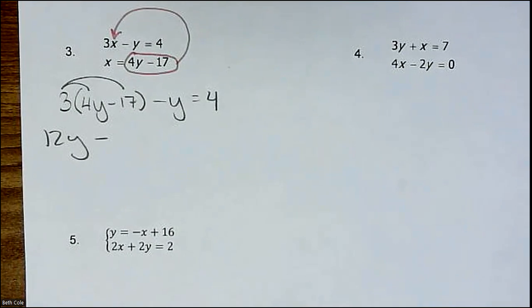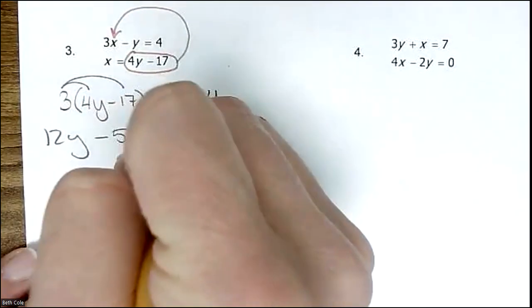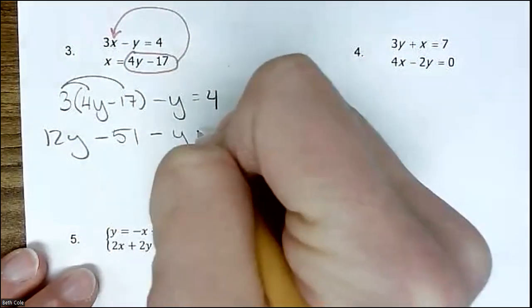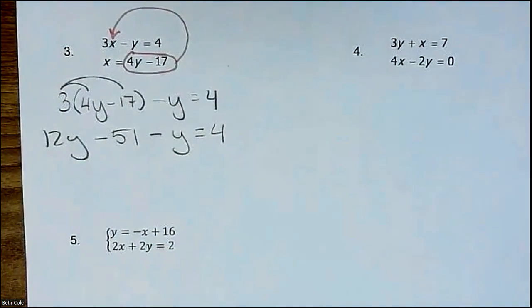If you type in, what is it? 3 times negative 17? I think you're right. Oh, no, negative 51. But you would type in the calculator: negative 51 minus y equals 4. All right, then what? You guys are good at solving. What would you do next?